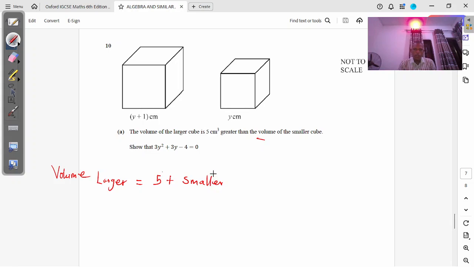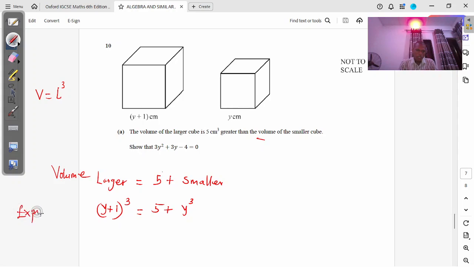All right, so for a cube, the volume is length cubed, right? Now the side length of the larger cube is y plus 1. So the volume of the larger cube is going to be y plus 1 all cubed, equal to 5 plus, now the side length of the smaller cube is y, so the volume of the smaller cube is going to be what? y cubed.